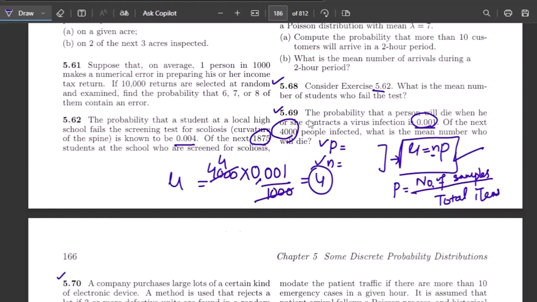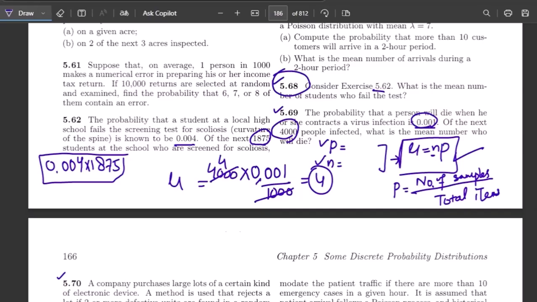Similarly here in 5.62, the answer is 0.04 multiplied by 1875, and by multiplying them we can find the answer of question 5.68.